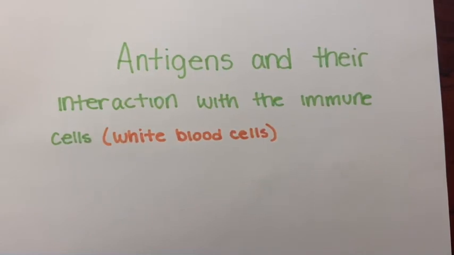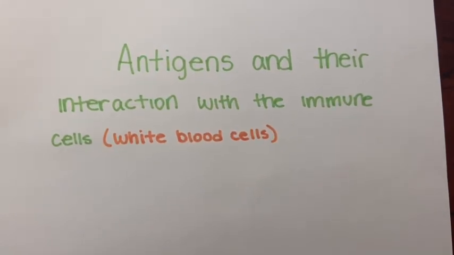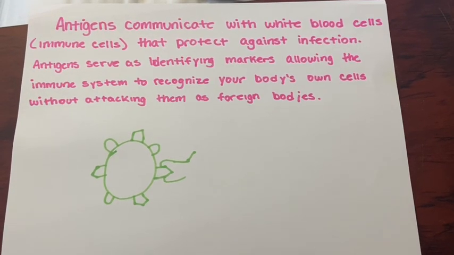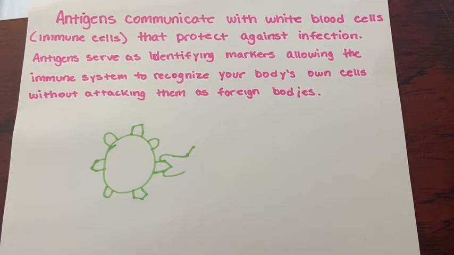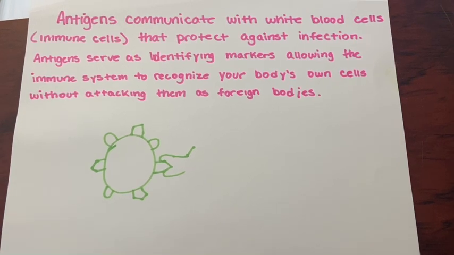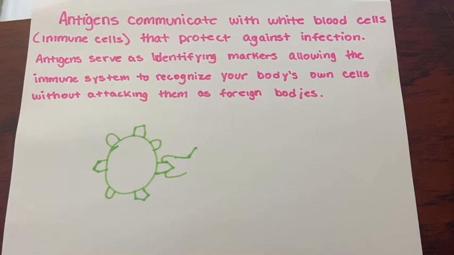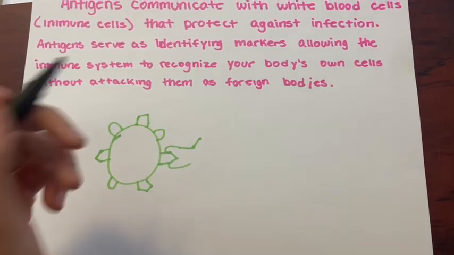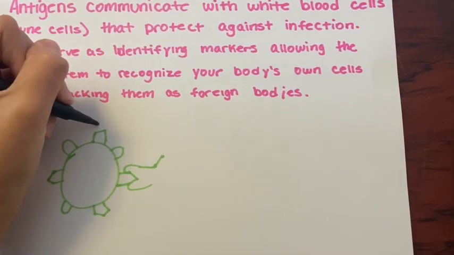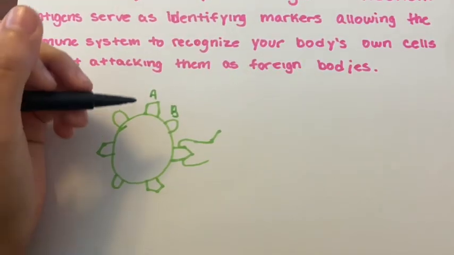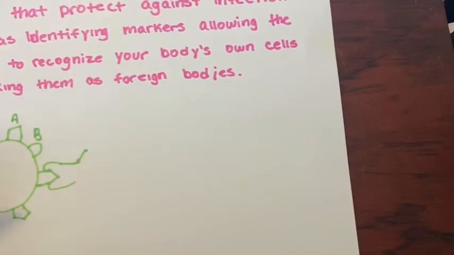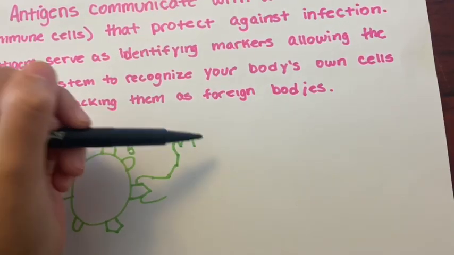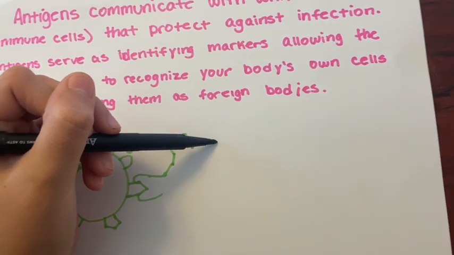The next thing I will be explaining is antigens and their interaction with the immune cells. Antigens communicate with white blood cells, also known as immune cells, that protect against infection. Antigens serve as identifying markers, allowing the immune system to recognize your body's own cells without attacking them. So these are the antigens, and then you can label them A and B. And then this is your immune system, and the antigen is allowing it to connect.